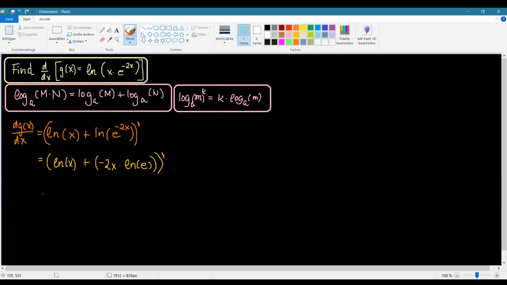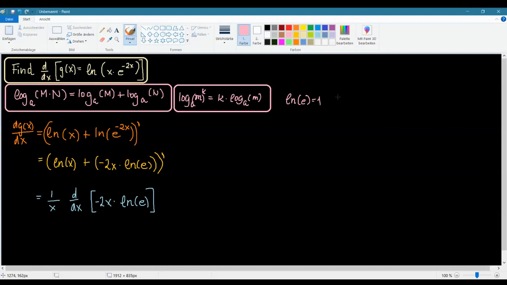So the first thing we're going to do is remember that the derivative of ln x is always 1 over x. There's no chain rule hidden there, so that's just going to become 1 over x. And then we're going to have dy dx of negative 2x times ln e. Well, you might think that this is going to require the product rule, but actually ln e is also just a constant. In fact, ln e is always 1.